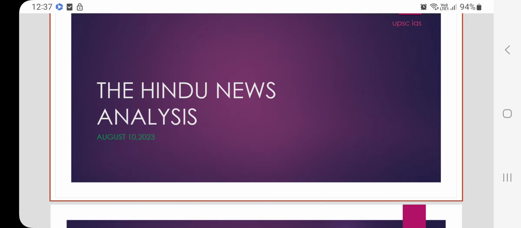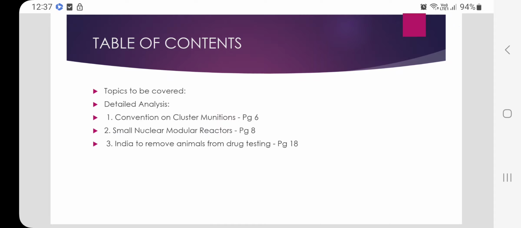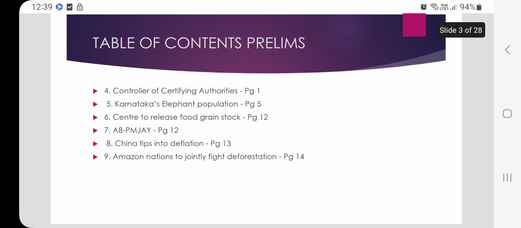So let's begin the discussion by first looking at the topics. With this, let us take a look at the topics covered in today's The Hindu News Analysis. I have chosen 9 important articles from the daily edition of the Hindu newspaper. There are 3 articles which require a detailed discussion from the mains point of view and 6 more articles that are relevant for the prelims exam. So let's cover these topics one by one.